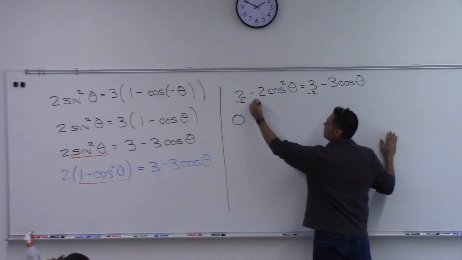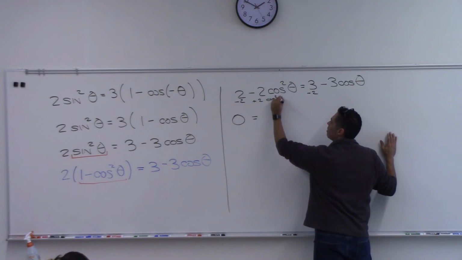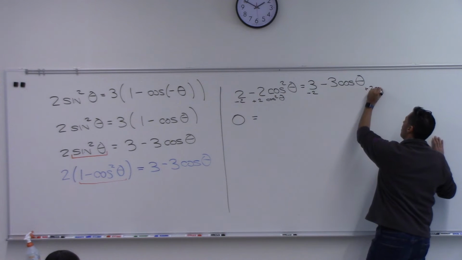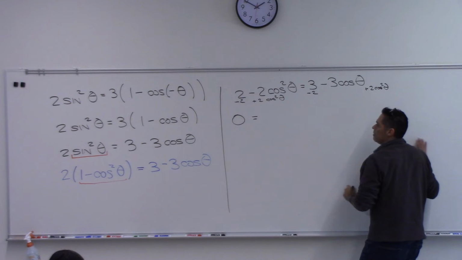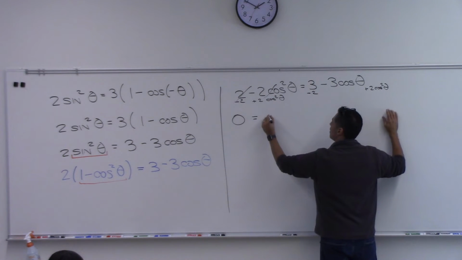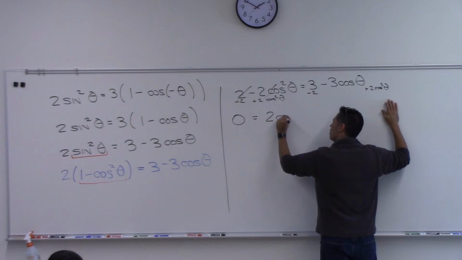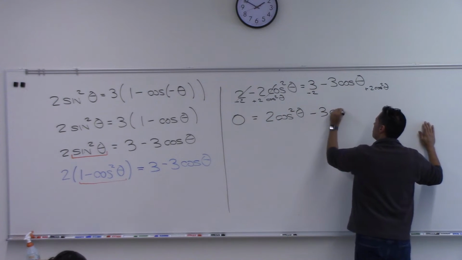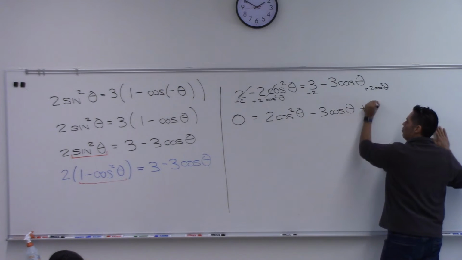And I'll add this 2 cosine squared theta on both sides. Add 2 cosine squared theta on both sides. So this will become, left side's 0. Right side is going to become the 2 cosine squared theta, the minus 3 cosine theta, and then plus 1.